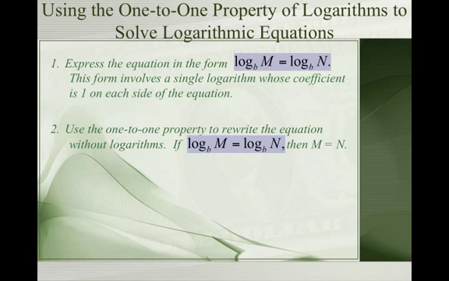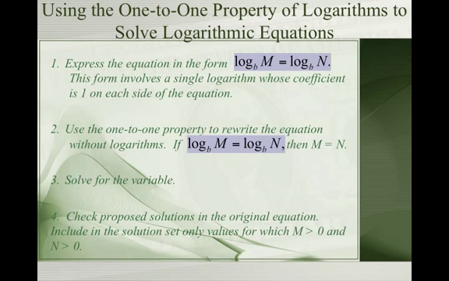Again, if we're in the form log base b of m equals log base b of n, then we can just solve m equals n. As always, we need to check what we think are our answers back in the original equation, because we cannot get negatives in the logarithms. We can only have answers that are greater than 0 for m and n.